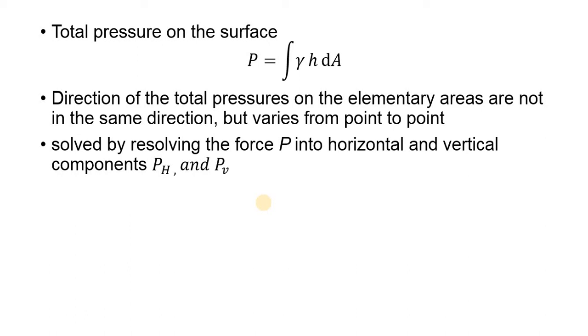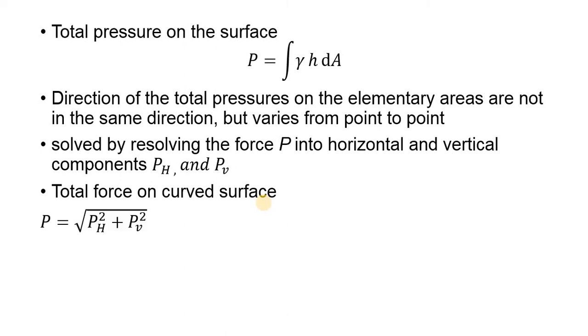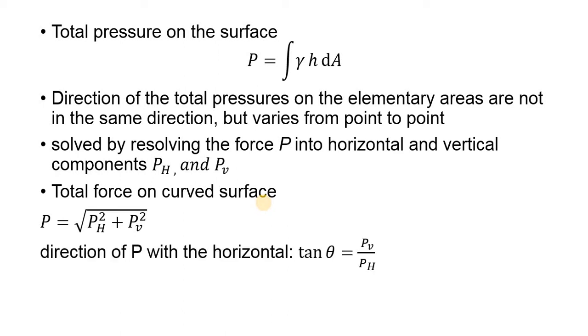So the trick, or the process that we adopt here, the simple one, would be to resolve the force P into horizontal and vertical components PH and PV. Remind you, P is written for the force, not for the pressure here. So the total force on the curved surface, after the calculation of PH and PV, can be written as P equals square root of PH square plus PV square. We can also calculate the direction of P with the horizontal, which is nothing but tan theta, and tan theta equals PV by PH.